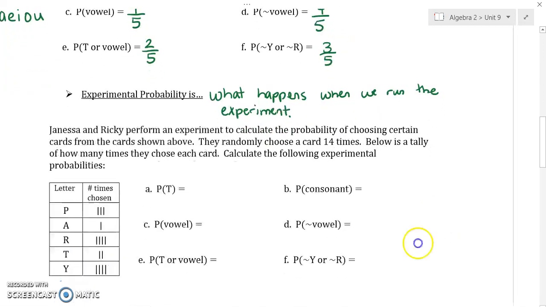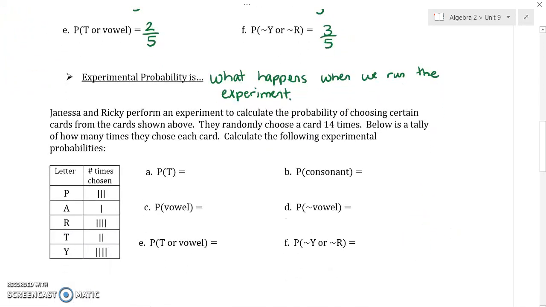So Janessa and Ricky perform an experiment to calculate the probability of choosing certain cards from the cards shown above. They randomly choose a card 14 times. So that's how many times they pick the cards. And below is a tally of how many times they chose each card. Calculate the following experimental probability. So I'm going to make sure I have 14 tick marks. 1, 2, 3, 4, 5, 6, 7, 8, 9, 10, 11, 12, 13, 14. So my total is 14.